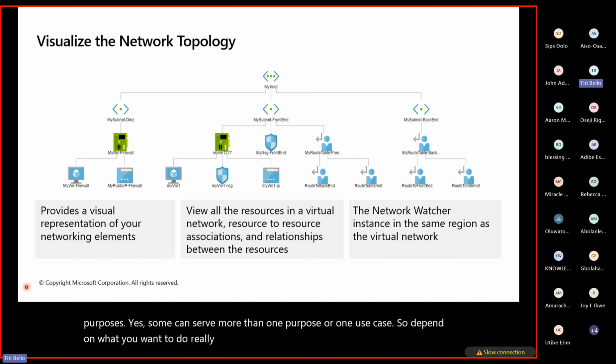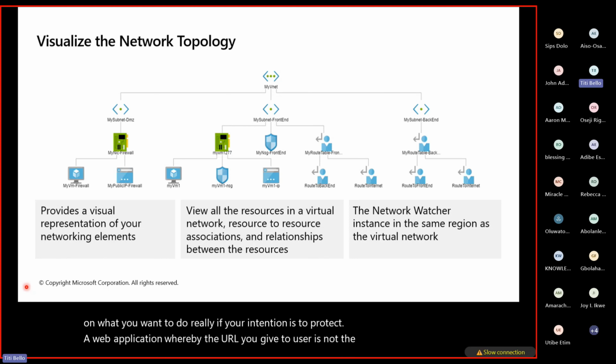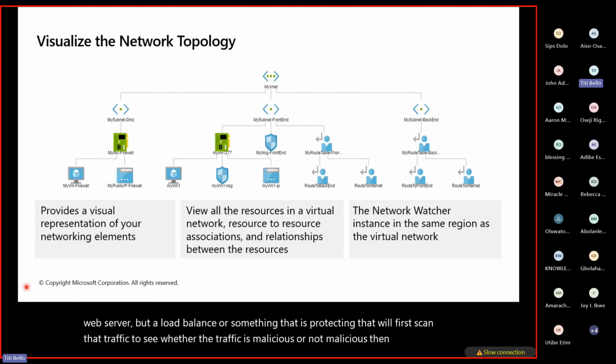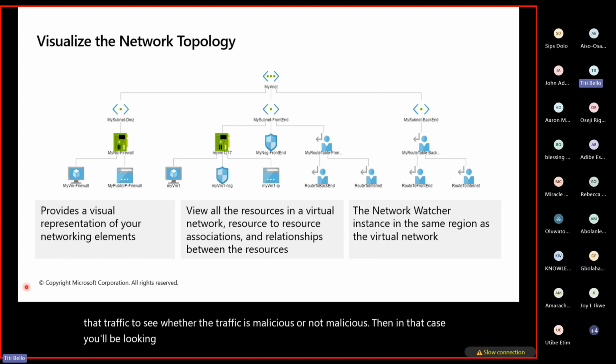If your intention is to protect a web application, whereby the URL you give to the user is not the direct URL of your web server, but a load balancer or something that is protecting it, that will first scan that traffic to see whether the traffic is malicious or non-malicious, then in that case, you'll be looking at a web application gateway to do that.